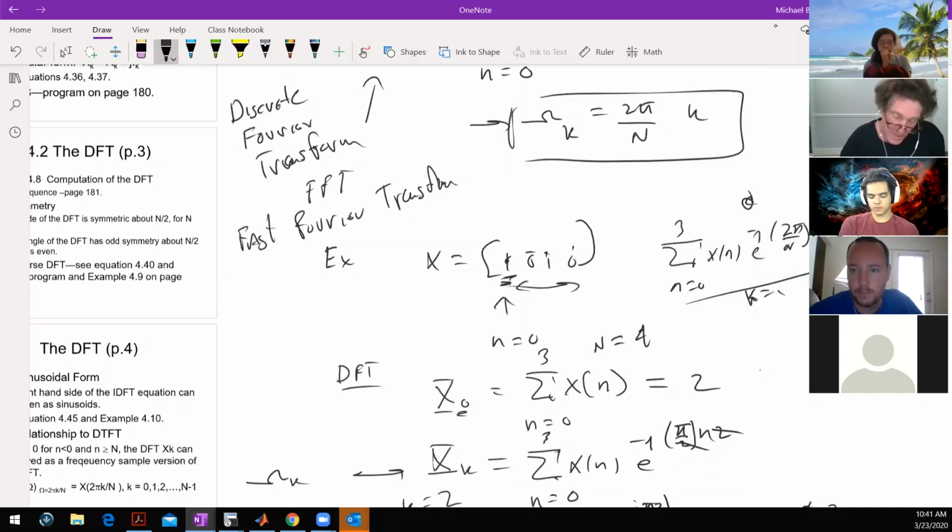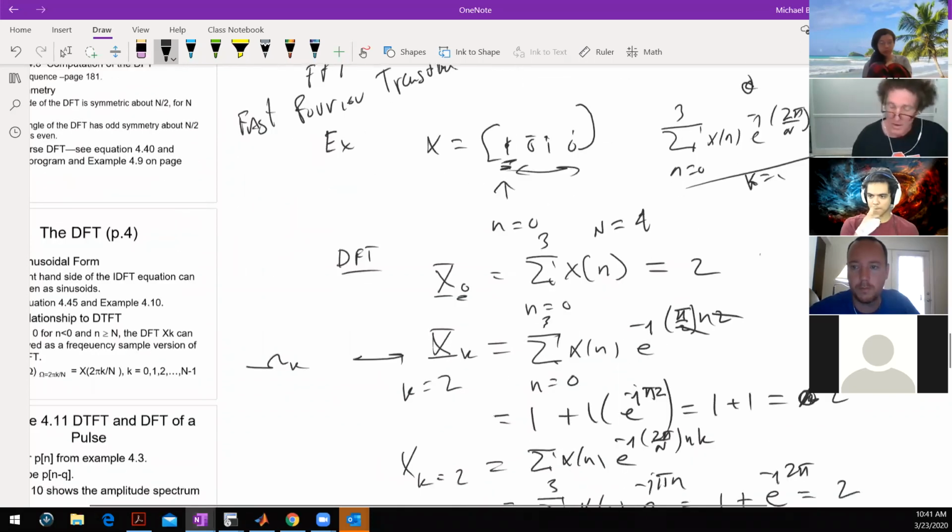So I put a 1 here, then it's e to the minus j 2 pi over 4, or really pi over 2 times 1, right? Yes. So it's going to be 1 plus e to the minus j pi there, correct? And that is minus 1. So that goes to 0.